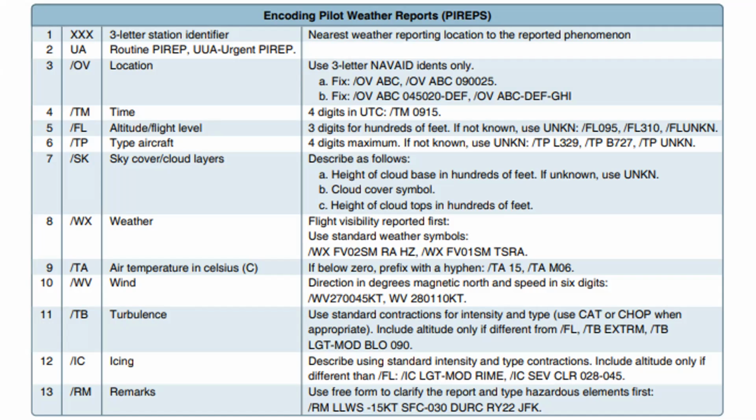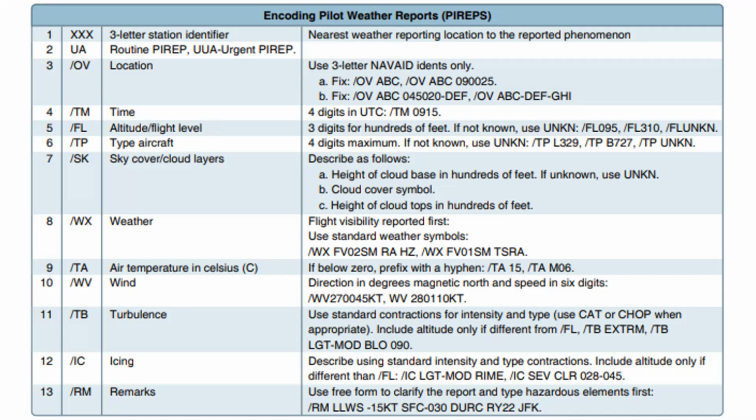Slash WX is the weather. So it's kind of like the flight visibility, precipitation, that sort of stuff. So that's how that's indicated. Air temperature, slash TA, is indicated in Celsius.